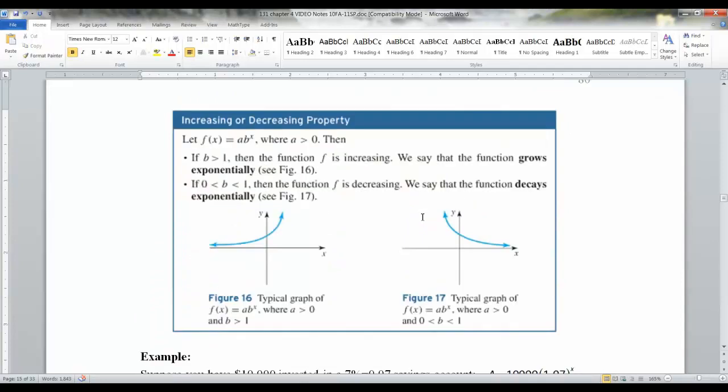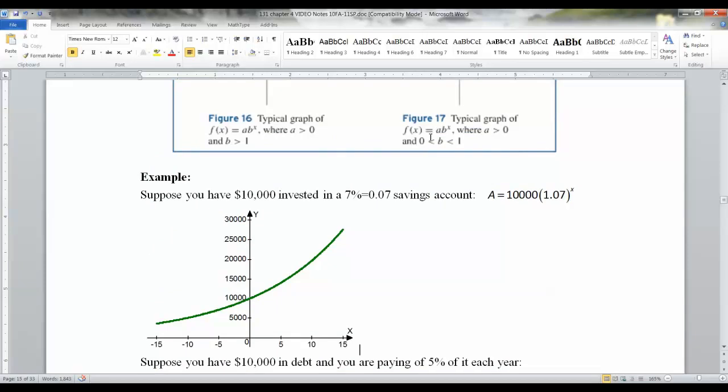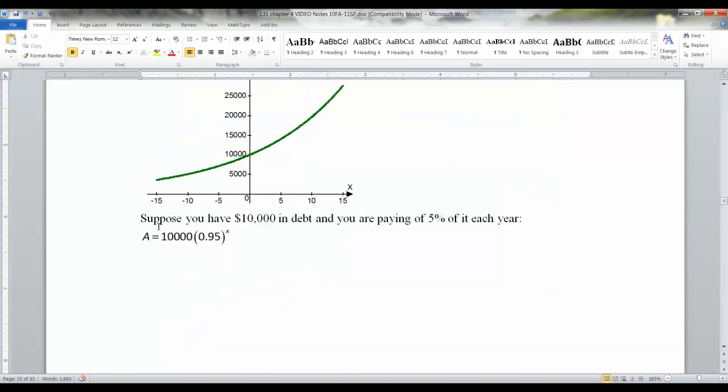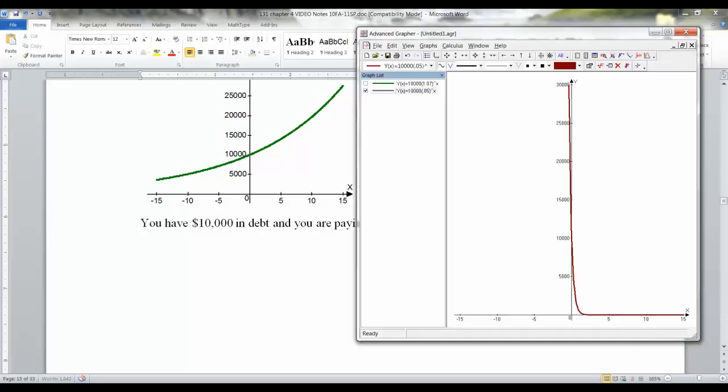I'm getting a little bit ahead of myself because a lot of this stuff is in the next section, but that's okay. We'll see it both times because it's kind of hard and tricky. So you want your b to be a fraction between 0 and 1 for sure, but if you have $10,000 in debt and you're paying 5% of it off, then you have 95% of it left.